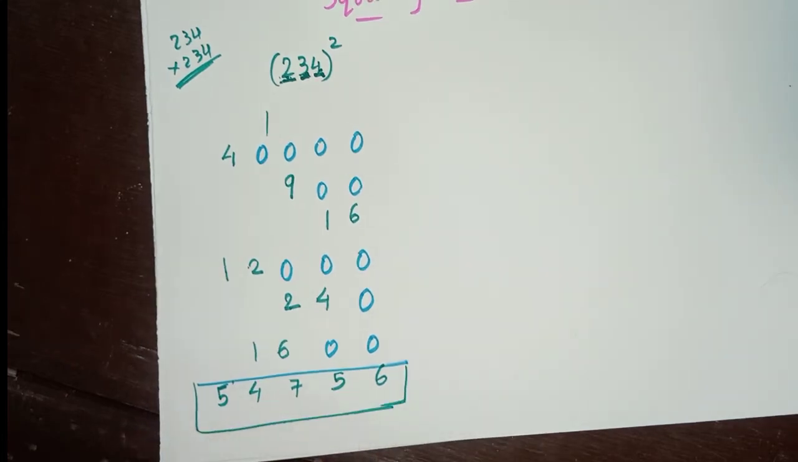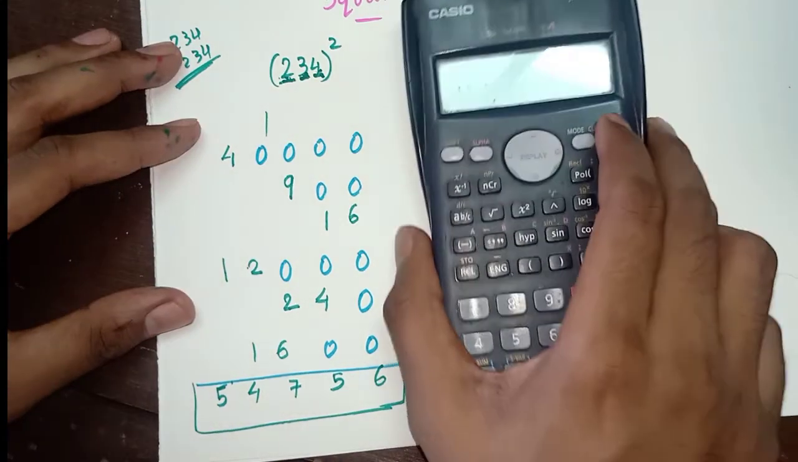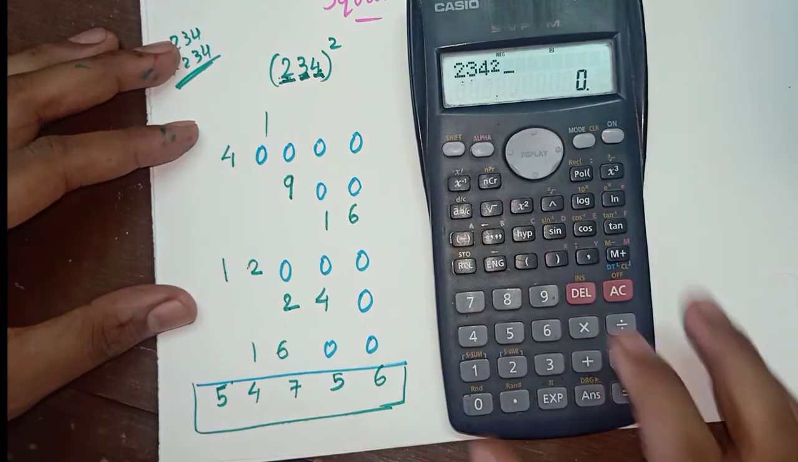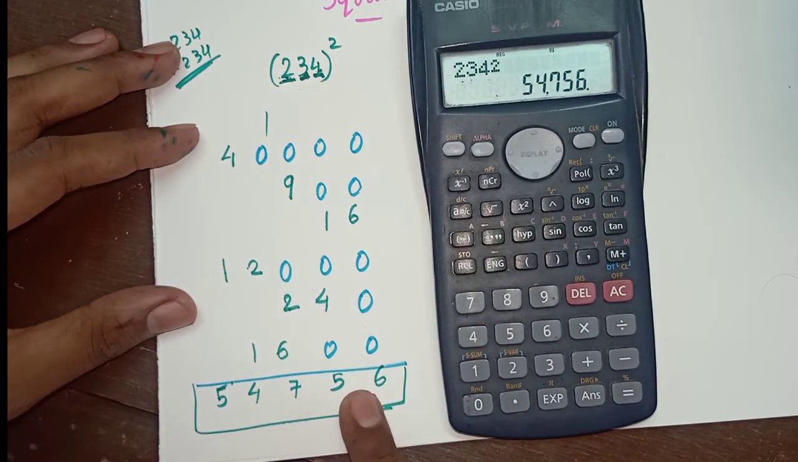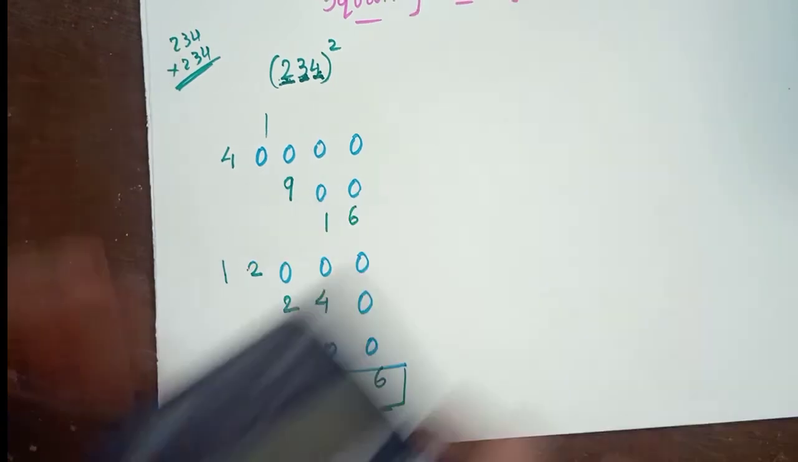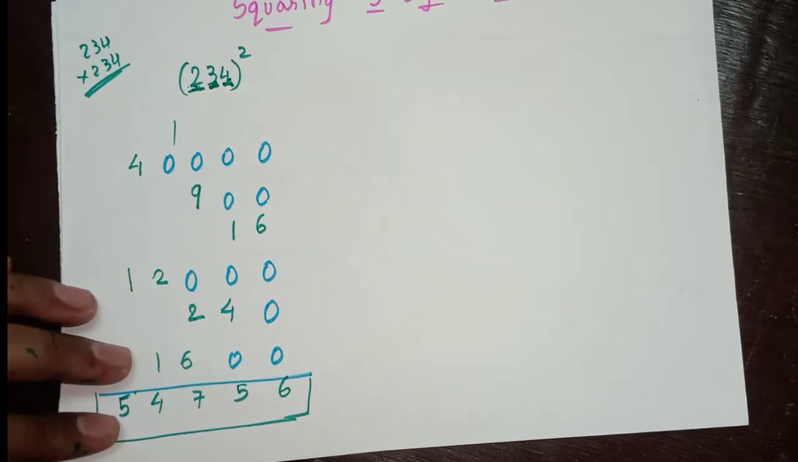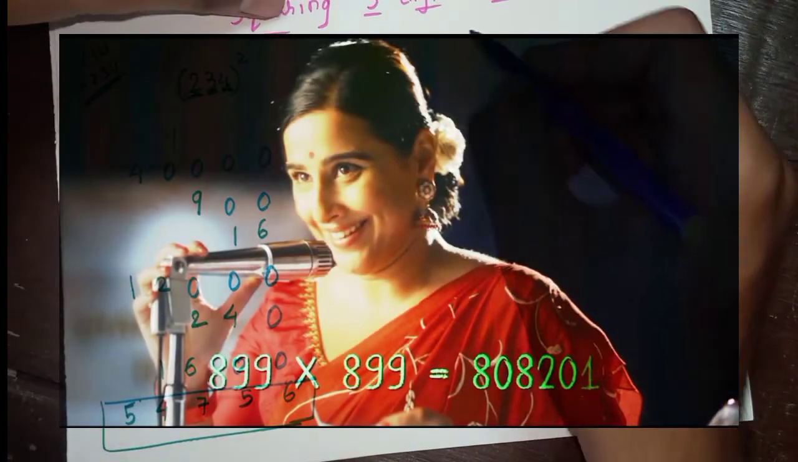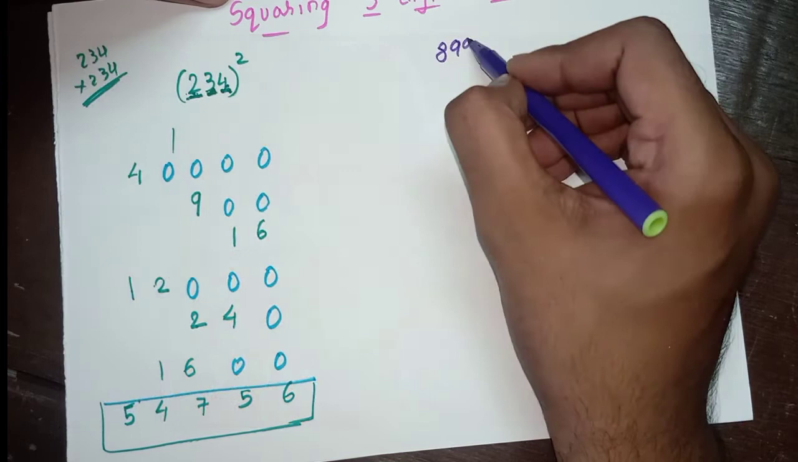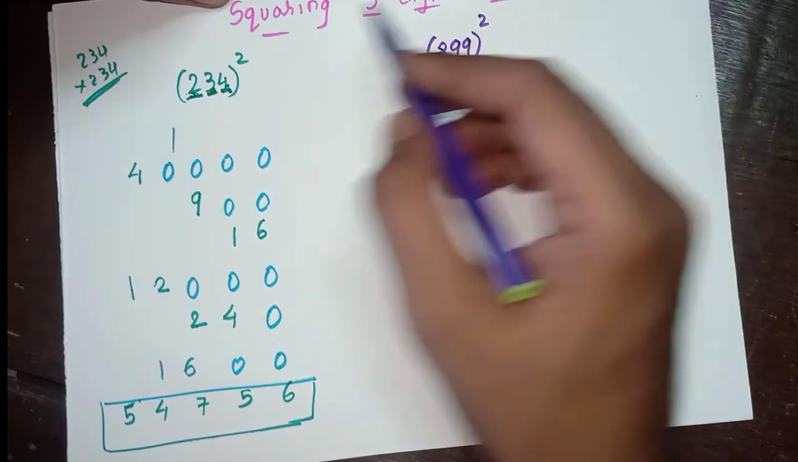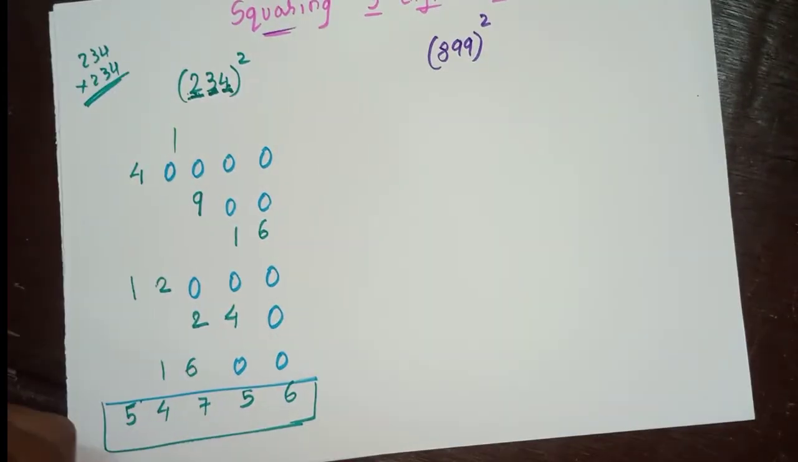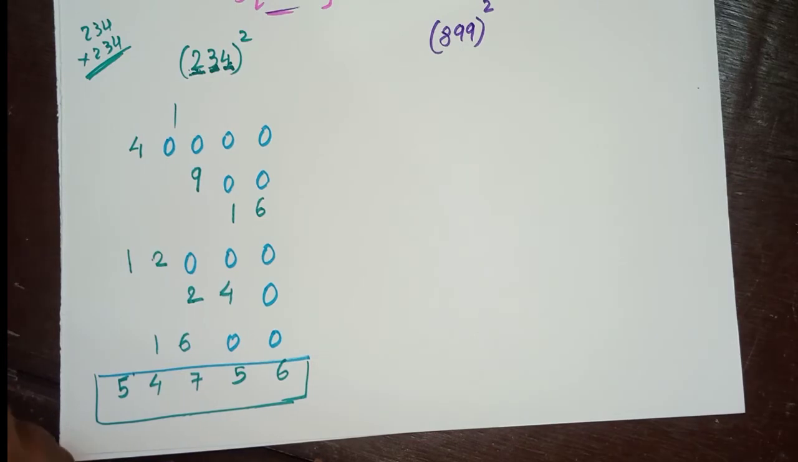Alright, before explaining again, I would like to check it. 234 squared is 54756. It is totally correct. So how is it done? Let us go to another number, in fact the number which is taken in the movie: 899 into 899. So that is basically 899 squared. The general topic is the square of a 3-digit number, or squaring a 3-digit number.